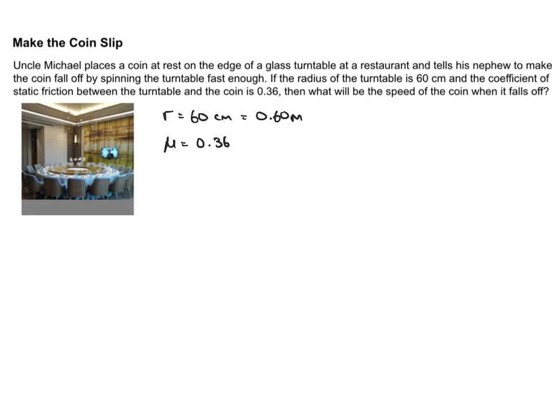We're going to assume that the nephew increases the speed of the table really slowly, so that the extra added speed is barely anything, so that most of the time the coin is in uniform circular motion. We'll just have to assume that's what's happening and use uniform circular motion as the approximation. So I'll write that down: assume approximately uniform circular motion.